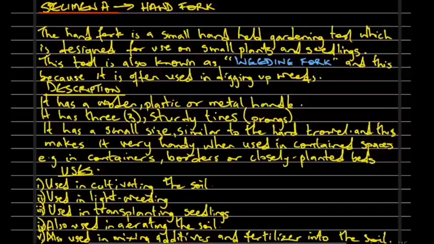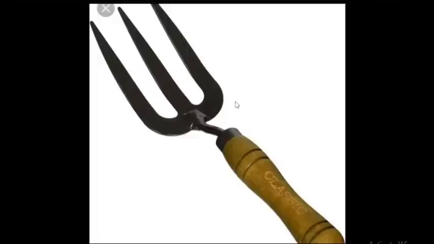So perhaps you want to see some pictures. This is what the picture of the hand fork looks like. You can see it. This is the part that I called the handle. Now this one has a wooden handle. This part here has three tines. These prongs here are the things that we said are three in number. So those are the tines, and there we have the shaft at the neck. So that is basically what the hand fork looks like.